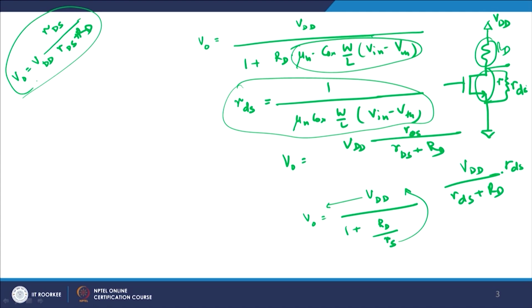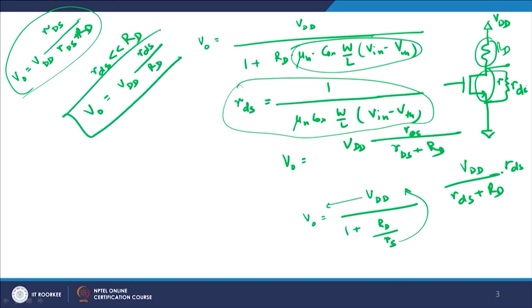Typically what you get is that RDS is very small as compared to capital RD, and therefore we write V0 to be equal to VDD, right, times RDS by RD. This is your output voltage which depends upon VDD into RDS. Now, as you can see very interestingly, that V0 here is actually independent of V in, right. So, if you want to find del V0 del V in, this will actually be equal to 0, because you do not have any V in on the right hand side, but it depends upon the value of VDD, RDS and RD.